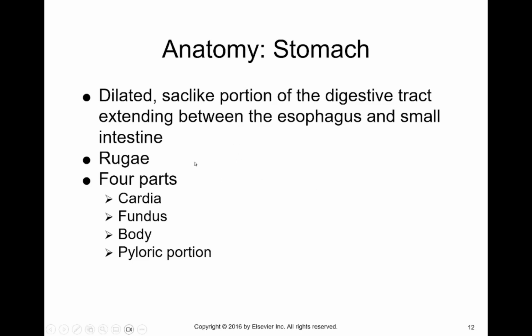And where it collapses, it folds, and that's what we refer to as a rugae. And we've got four parts to our stomach. That would be the cardia, which is the upper portion where the cardiac antrum meets up with the top of the stomach. That's cardia. And then the very top is what we refer to as the fundus. Then we've got the body, and the distal portion, the lower portion, is what we refer to as the pyloric portion.